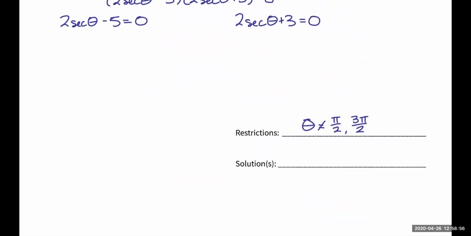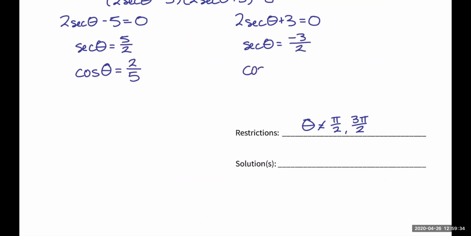And now I can solve each of those individually. So adding 5 and dividing by 2, quick maths. Secant of theta is equal to 5 halves. Then subtracting 3 and dividing by 2, quick maths. Negative 3 halves. Right, we don't have an inverse secant that we use in our calculator, so we're going to use our reciprocals. Knowing that secant of theta is a reciprocal function of cosine, we know that cosine must be equal to the reciprocal of the secant ratio. So if secant of theta is 5 halves, cosine of theta is 2/5. And likewise, in our other equation, cosine of theta is equal to negative 2/3.